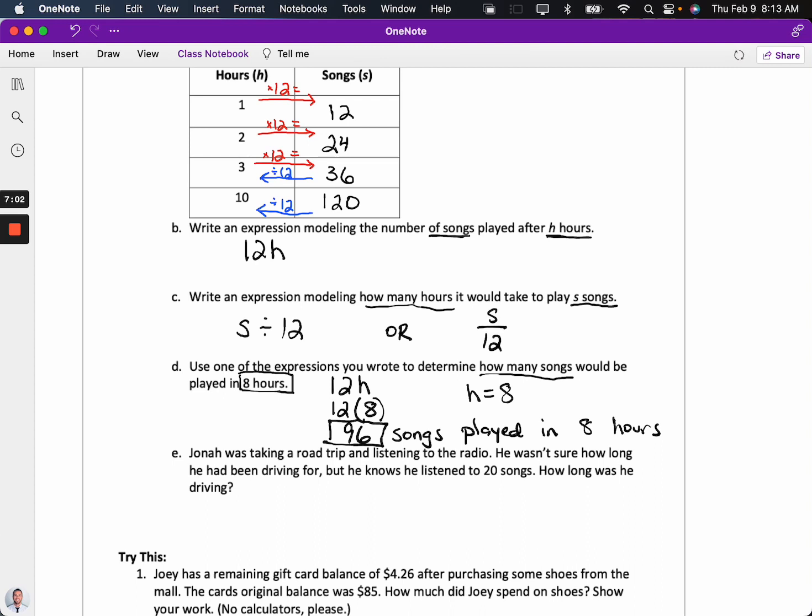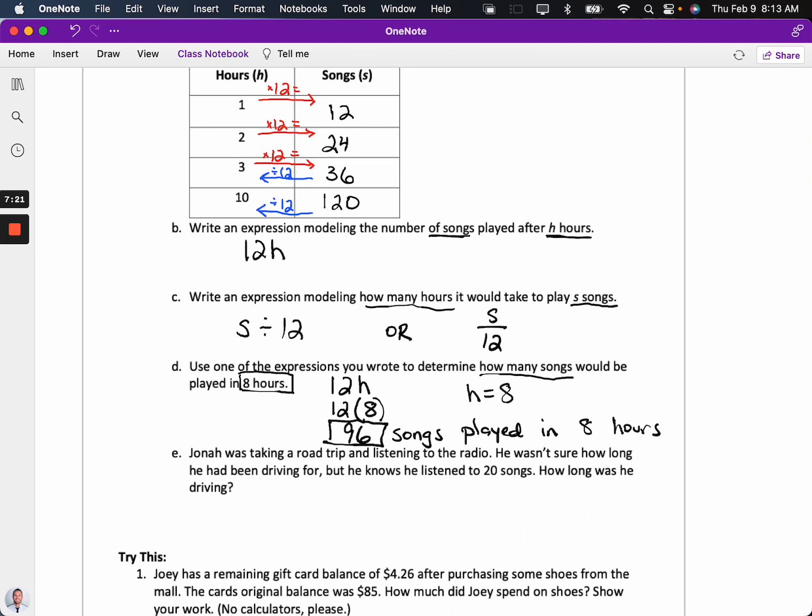Okay, so the trick there is being able to identify which expression you're going to use and then actually substitute your value into that expression to evaluate it and figure out the answer to your problem. Okay, let's take a look at part E here.